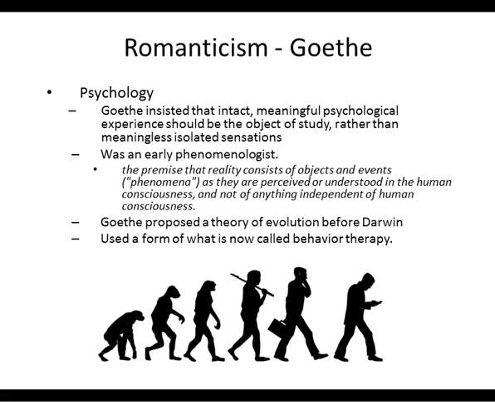Okay, so Goethe proposed a theory of evolution well before Darwin did, and he used a form of what is now called behavior therapy. So we can see during this period, we saw some little seeds of things that would later sprout into something very powerful within the area and discipline of psychology.